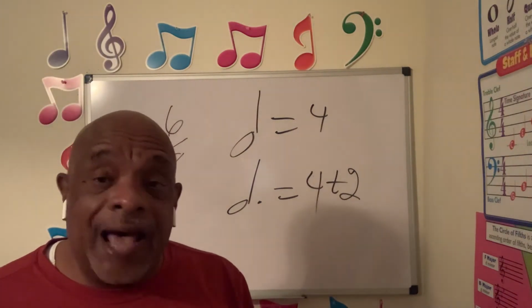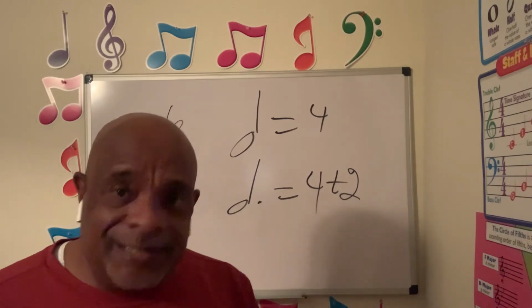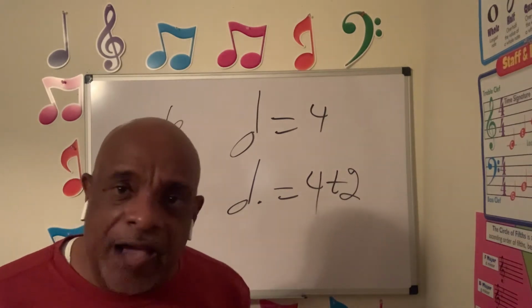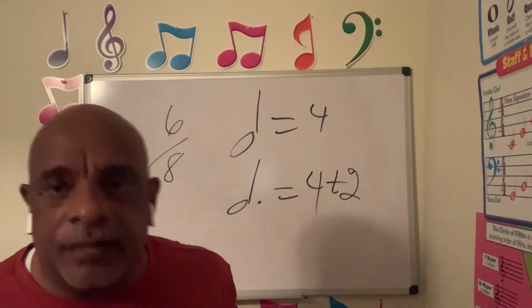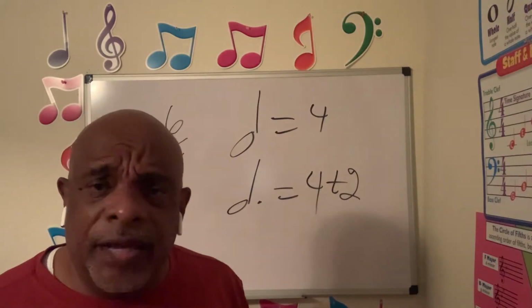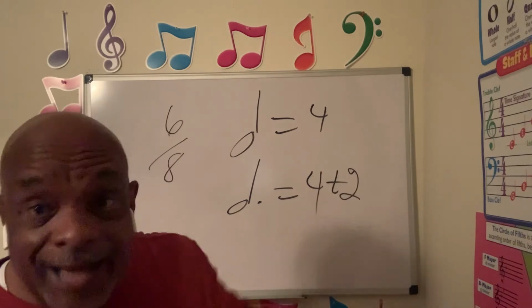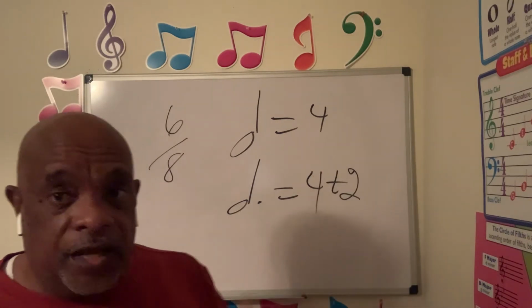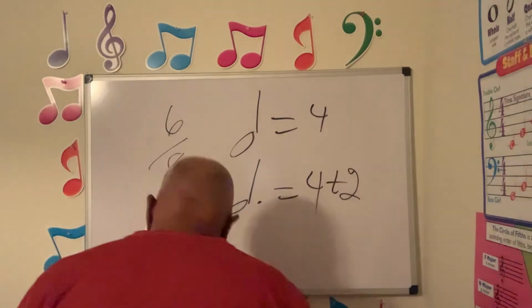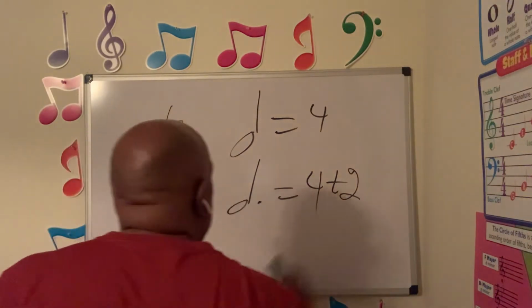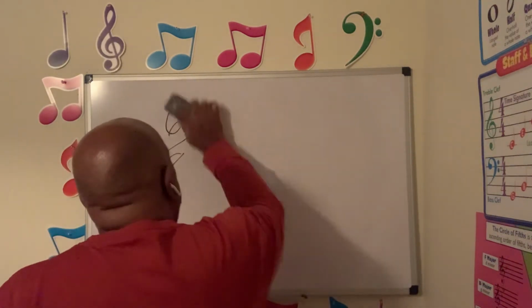If there's a dot behind a note, that dot is going to get half the value of that note. It doesn't matter. It could be 24/8, 9/8, whatever the case is. That dot is going to get half the value of that note. Okay. So I need you to remember that. All right, let's move on.